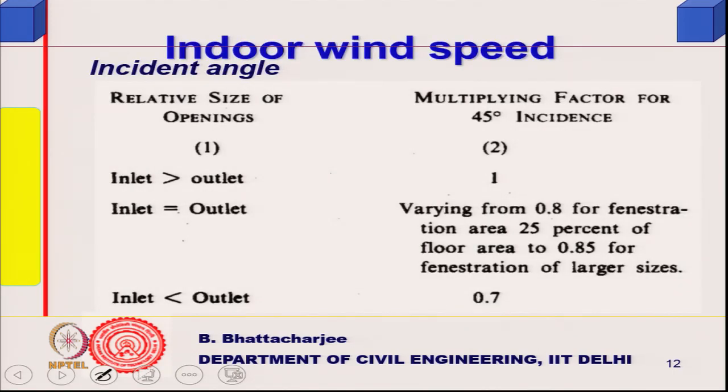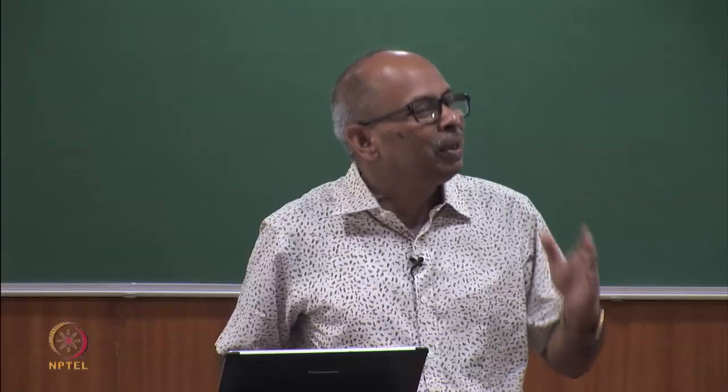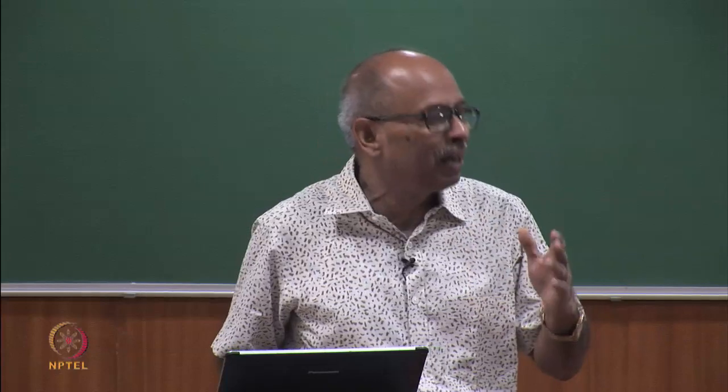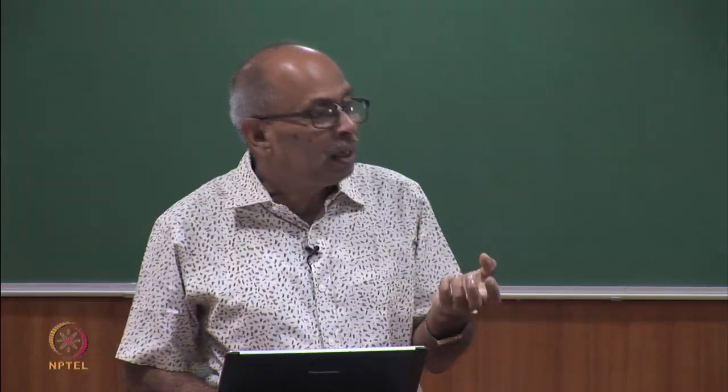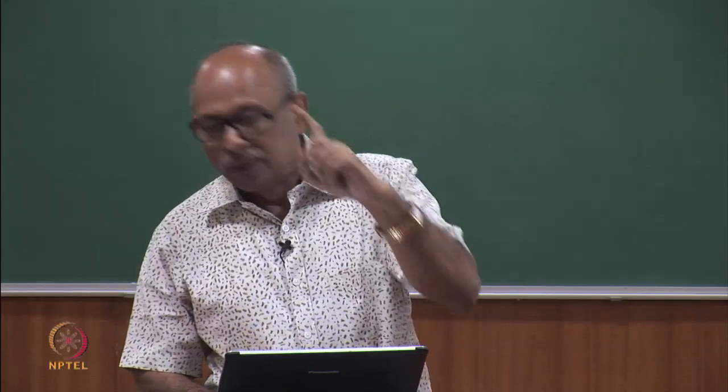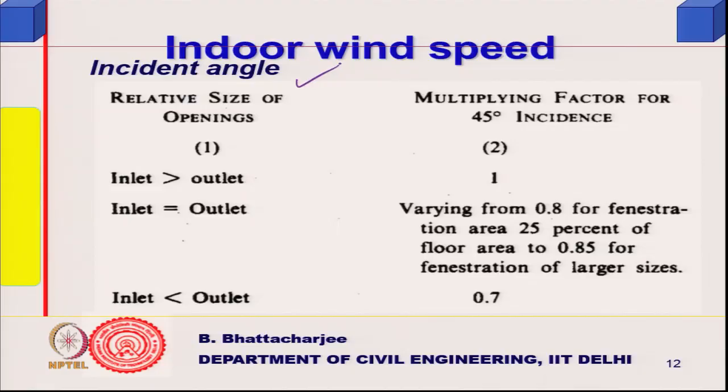So, that is keeping some sort of an incident angle. There are some corrections, in fact, there are some 9 tables in SP 41, and you can go on adding those corrections one after another to approximately calculate the average inside velocity that you will get, knowing the outside velocity. So, there is another for incident angle correction, inlet greater than outlet, this value is 1, right. If it is for 45-degree incidence, this is good.